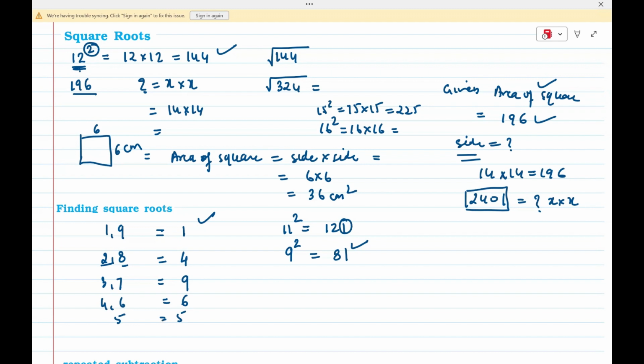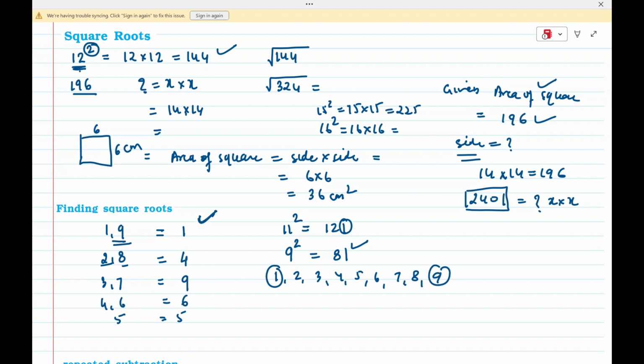How to remember? We have the numbers 1 to 9, right? Like 1, 2, 3, 4, 5, 6, 7, 8, and 9. Take the first digit and the last digit. See here, 1 and 9.